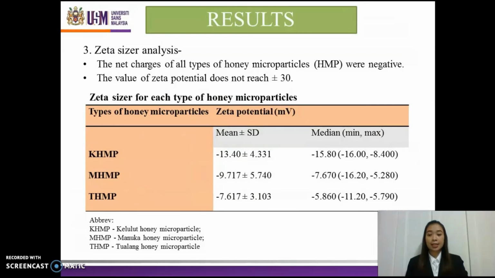Result for zeta sizer analysis. Based on the table, we can see that the net charge of all types of honey microparticle was negative, and the value of zeta potential does not reach 30, which means the honey microparticles were not stable.